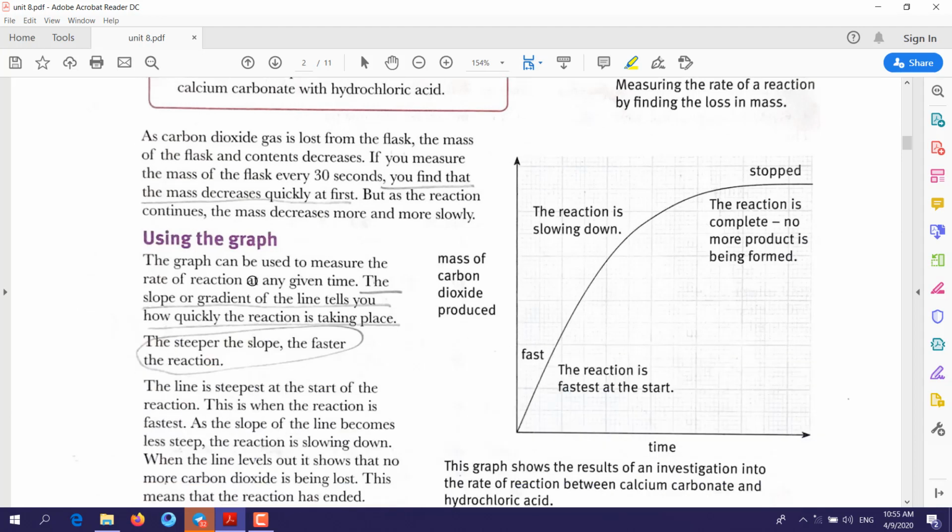Now, how can we use the graph to show the rate of reaction?